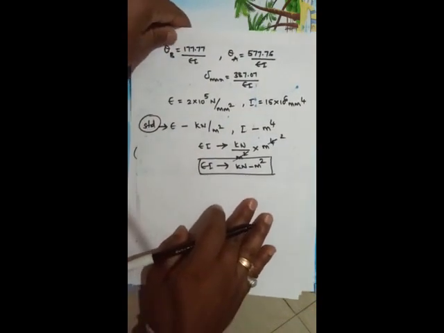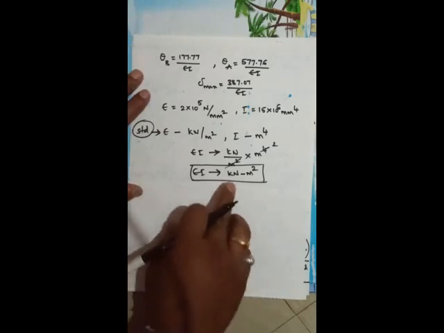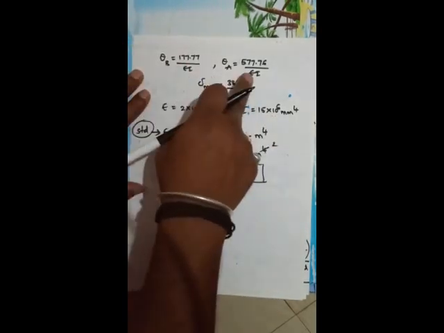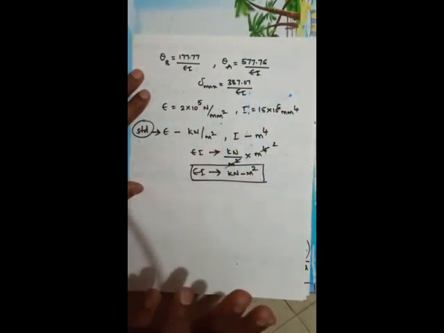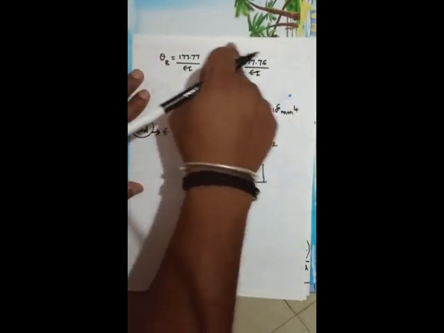In the beginning, do not calculate or substitute after conversion. Let it be in terms of EI only. You will get some marks even if the EI value is wrong. Okay, so once you get this, now calculate what EI is.